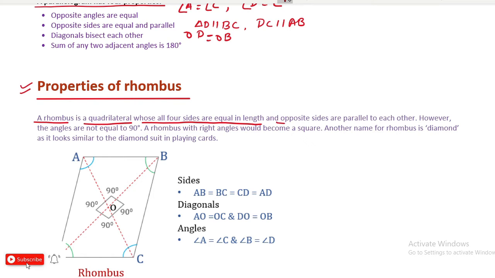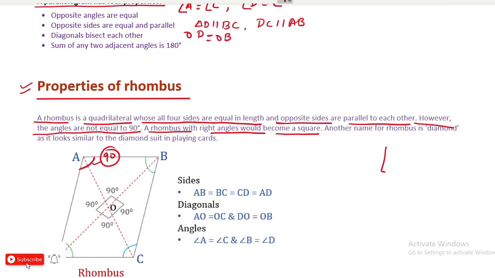Okay, and opposite sides are parallel to each other. Opposite sides are parallel to each other. However, the angles are not equal to 90. That means this angle will not be equal to 90. Okay, a rhombus with right angles would become a square. That means when a rhombus has 90 degree angles, then it becomes a square.